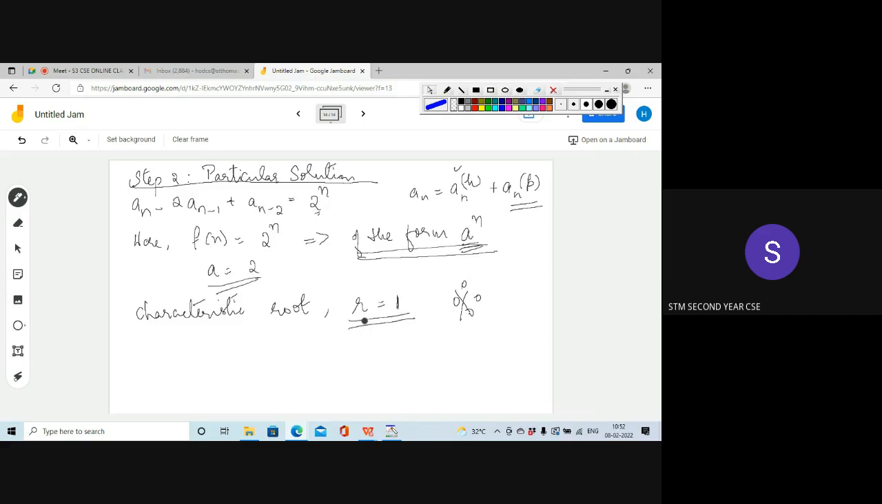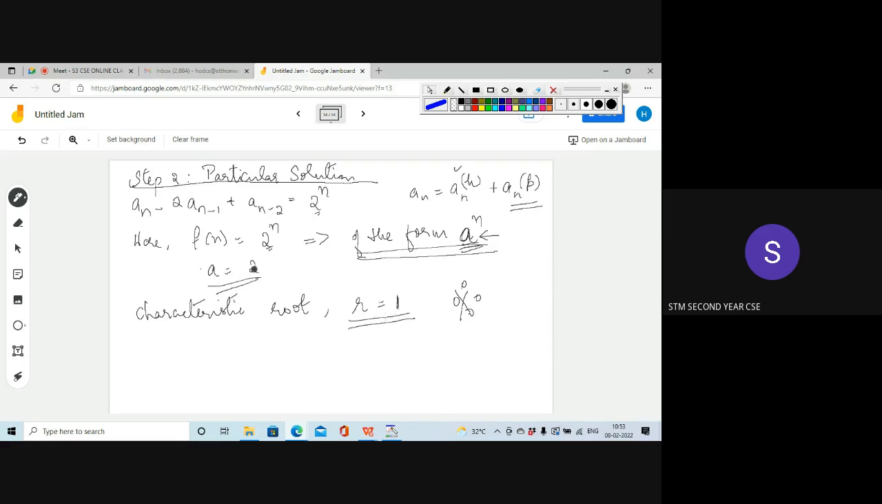Now, next step, what you have to do is check if a is equal to r. We have the form 2 raised to n, and its general form is a raised to n. This a given in the question is 2. So write the value of a is equal to 2, and then compare this a with the root we had obtained in the first part when we solved the homogeneous part, the recurrence relation.